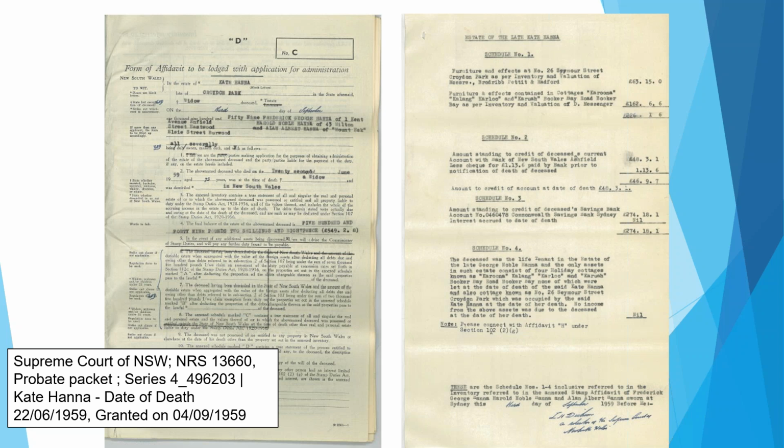On the right-hand side of that screen, you have a schedule which lists the property that Kate owned at the time of her death. So there's the furniture at her Seymour Street property, the furniture at her Booker Bay property, and then going down the list, she's got bank accounts and those sorts of things.